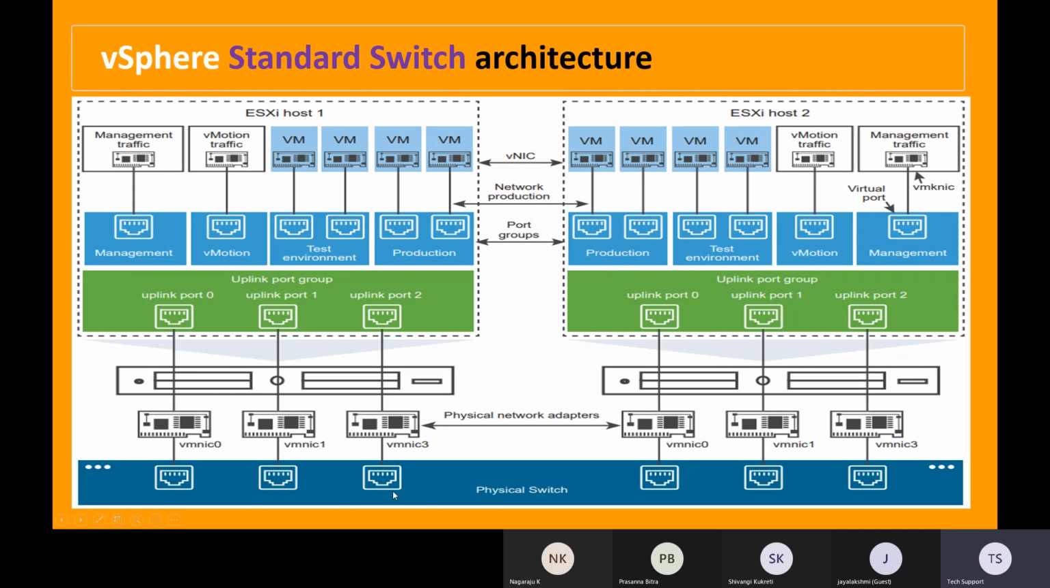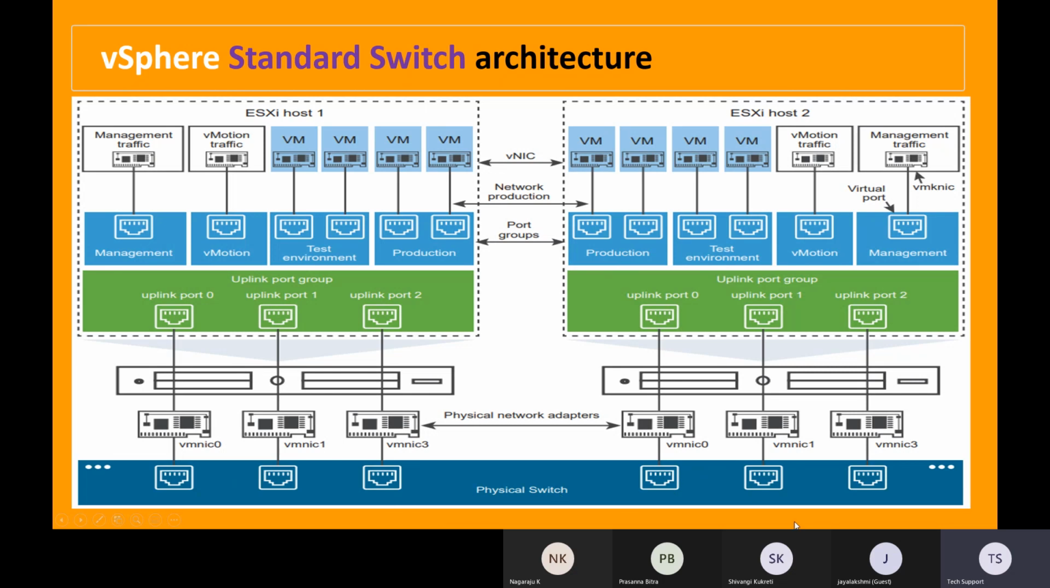Let's start discussing from the bottom. At the bottom there is a blue line labeled physical switch. If you have 2 ESXi hosts, those hosts require a switch connection, so they connect to one physical switch, and each physical switch has multiple ports. In this diagram, how many ports do we have? 1, 2, 3, 4, 5, 6. So there are 6 ports available on this physical switch.